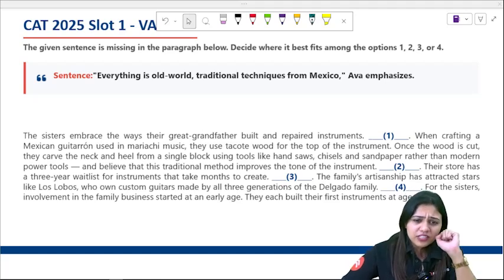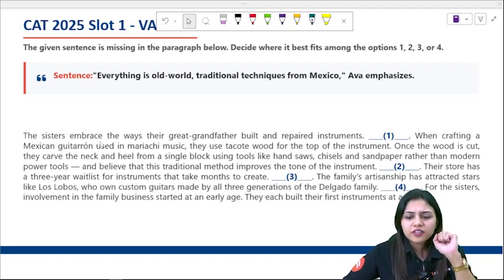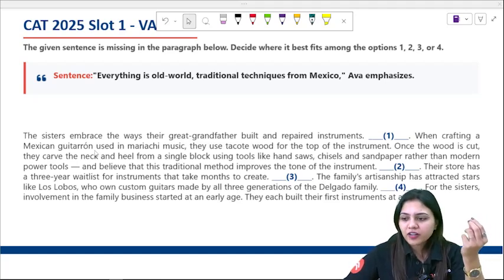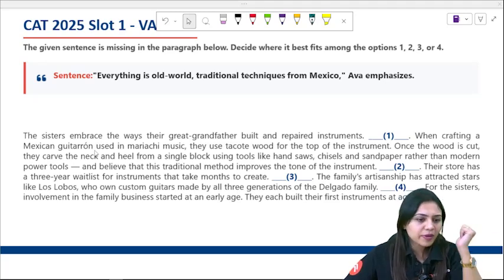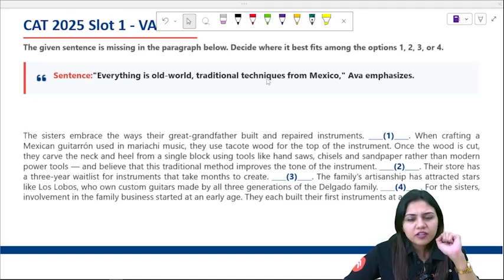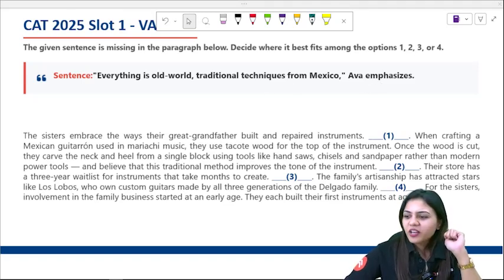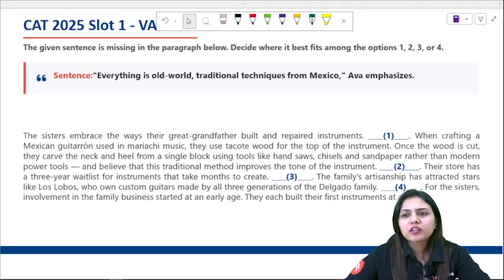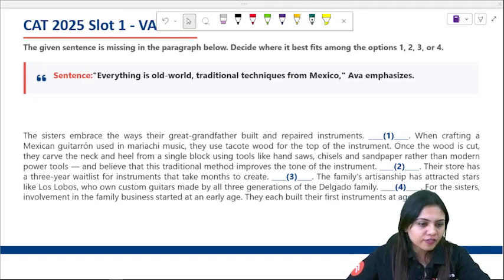Okay, so let's try to understand. Once we read the first statement, where we understand the sisters have been following in the footsteps of their great-grandfather and how they used to build as well as repair the instruments, as soon as we talk about that, this statement fits perfectly. Why? Because we were mentioning the sisters and Eva is one of the sisters. Because if you try to squeeze this statement somewhere else, it will look like we are trying to break the flow. So it is bridging the gap basically.